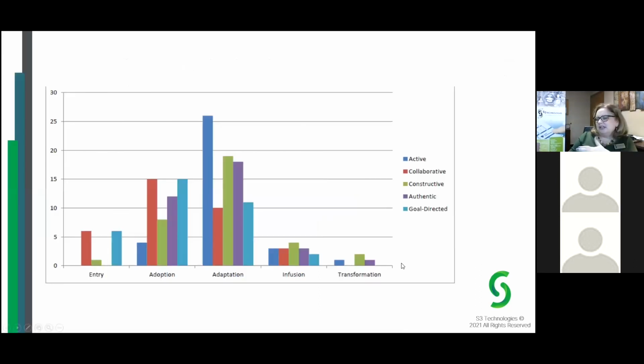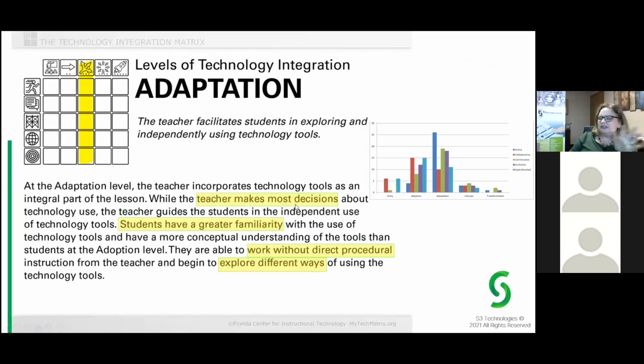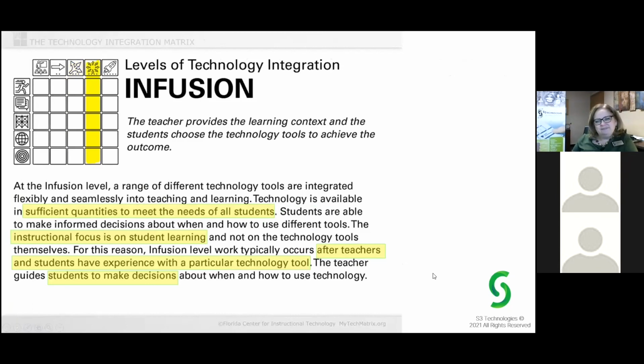And then we're looking at the 2018, 2019 average, which was more of the adaptation. So now we're seeing they're still making most of the decisions, but students have more familiarity. They're working without direct procedural step-by-step instruction, and they're exploring different ways to use technology. So there is some exploration involved. And then I showed them the infusion and said, okay, here's where I challenged them and said, this is what we're going to try and get to.